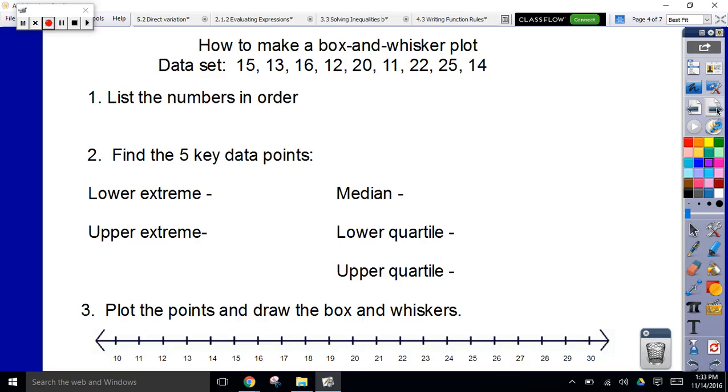Okay, so here's how we make a box and whisker plot, and I've given this to you step by step so you know what to do. Here's our data set, our list of numbers. The first step is always to list the numbers in order, just like we do whenever we're finding the median.